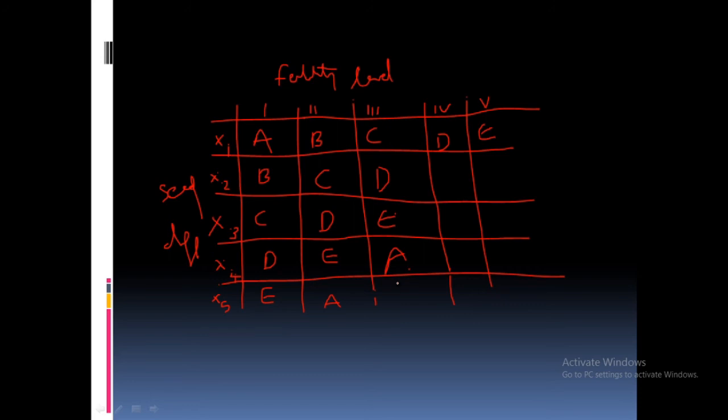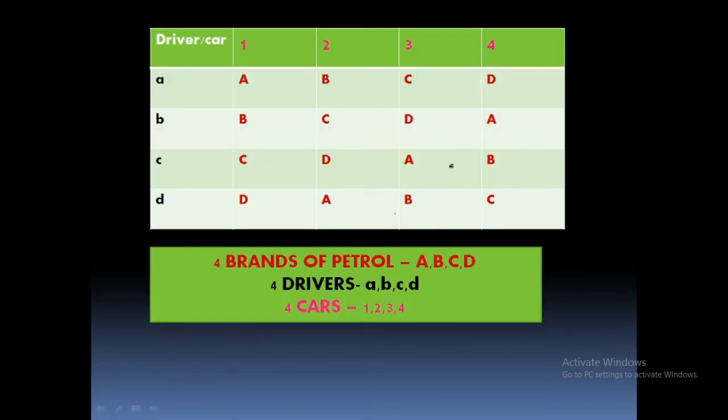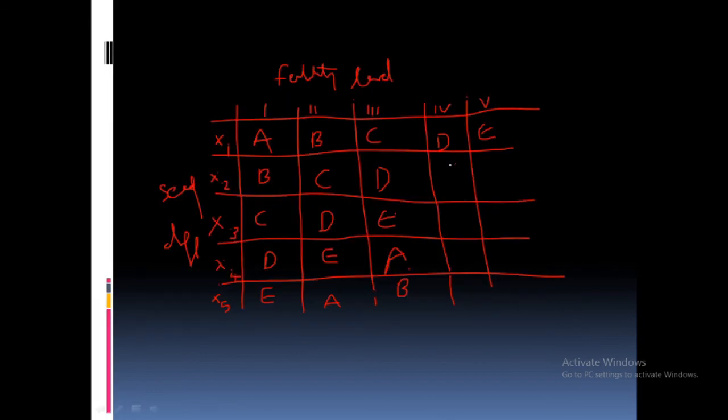Then C next, B. Clear? Then see here, E, A, then here B, then here C.